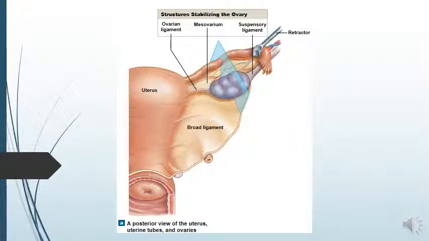And this is the posterior view of the uterus, the uterine tubes, and the ovaries. And then you can see pointed out here the ovarian ligament, the mesovarium, and the suspensory ligament.